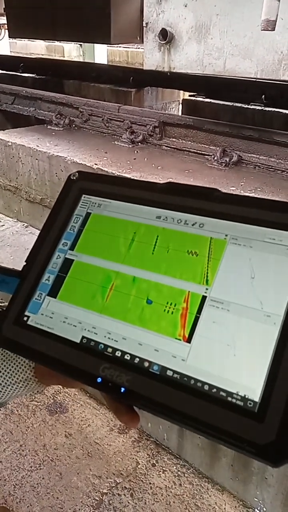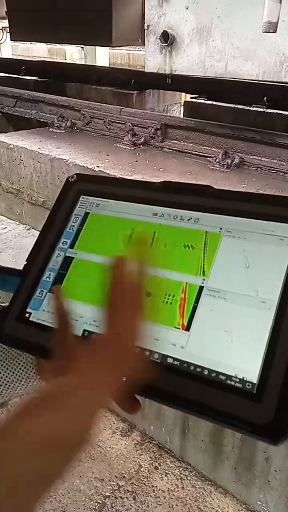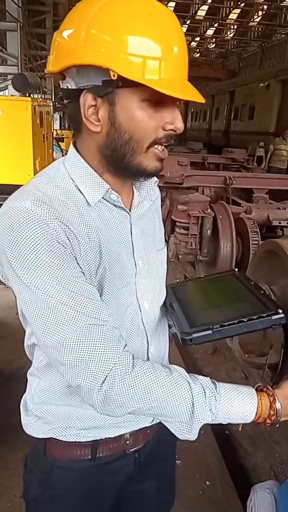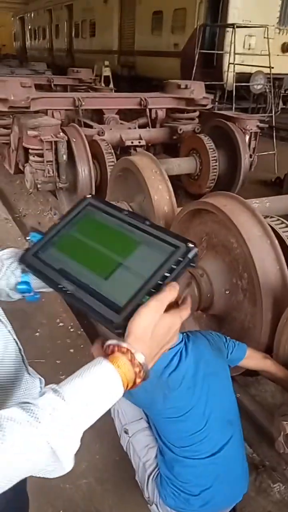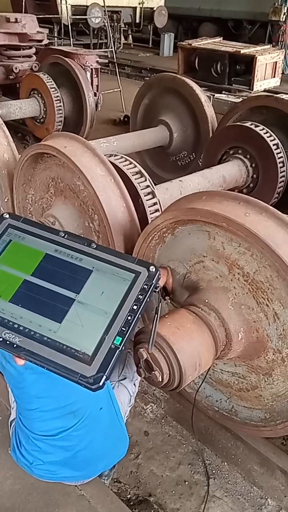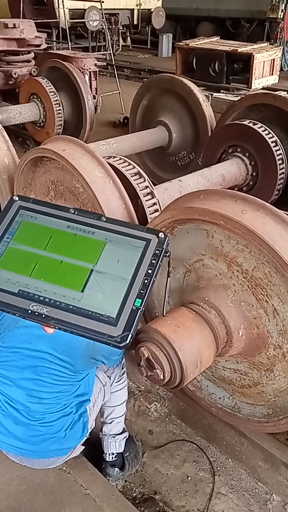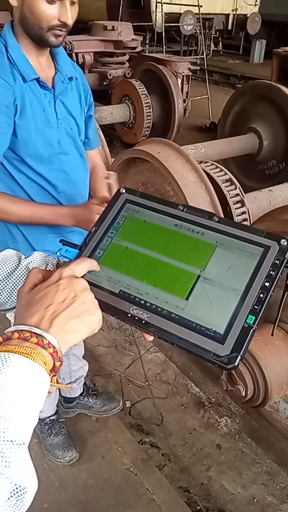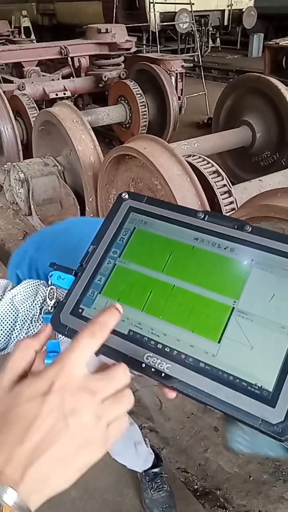Now we are going to see how this method works on an actual wheel. So right now, as you can see, we are standing near this LHB wheel. Right now my colleague is going to scan this LHB wheel. You can see how the scanning and data acquiring is done. Start. Now my colleague has scanned this wheel and we have got this data of the LHB wheel.